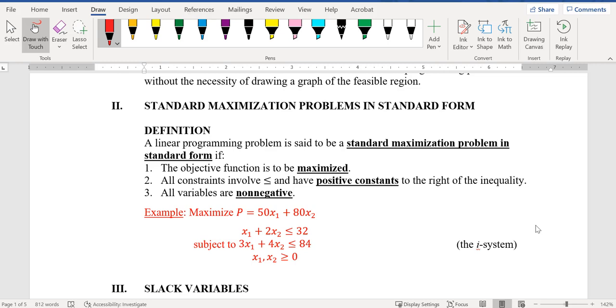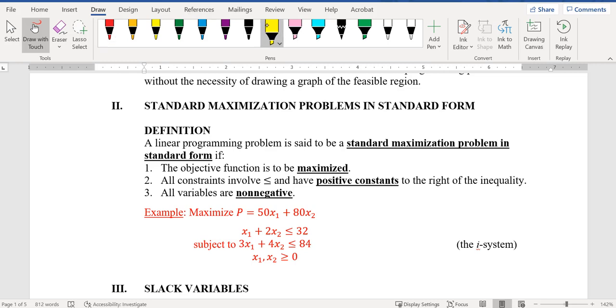maximize P equals 50x1 plus 80x2, subject to the constraints x1 plus 2x2 less than or equal to 32, 3x1 plus 4x2 less than or equal to 84, and the non-negative constraints x1 and x2 both have to be greater than or equal to 0.